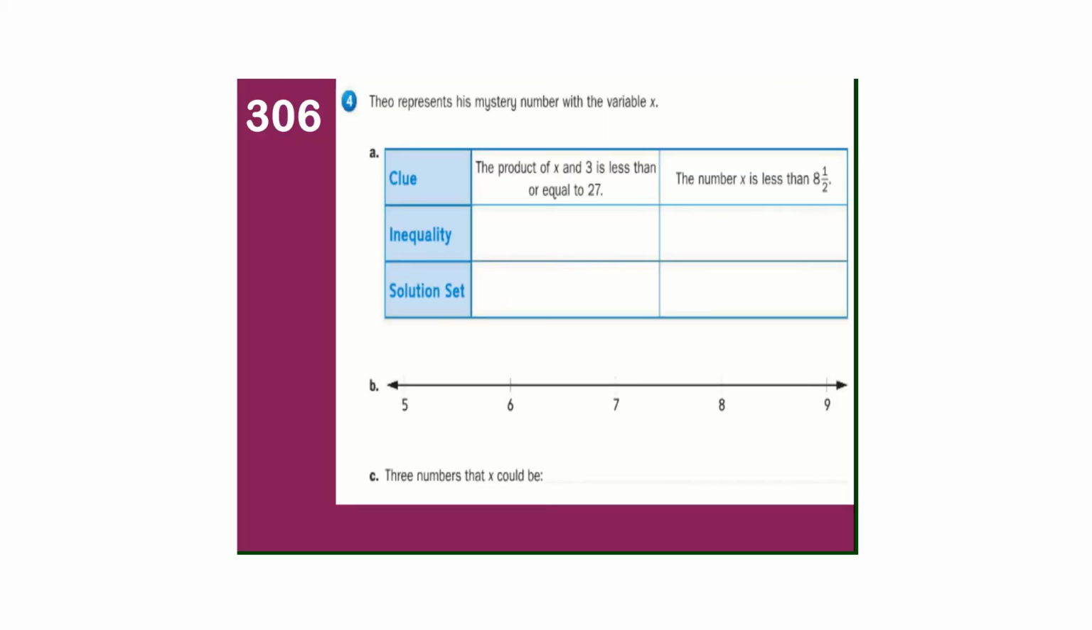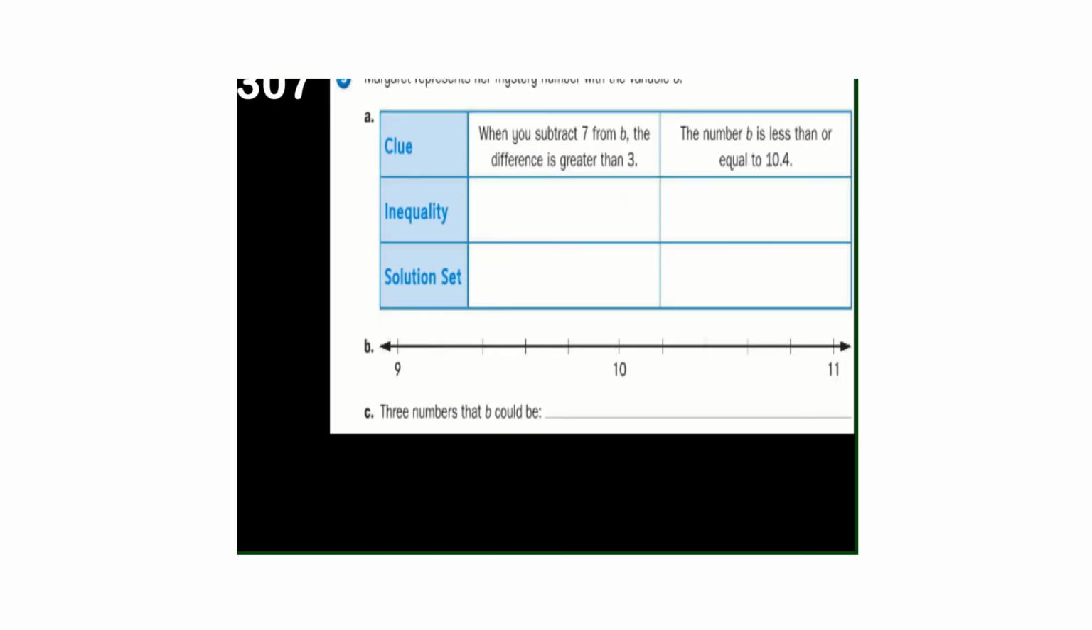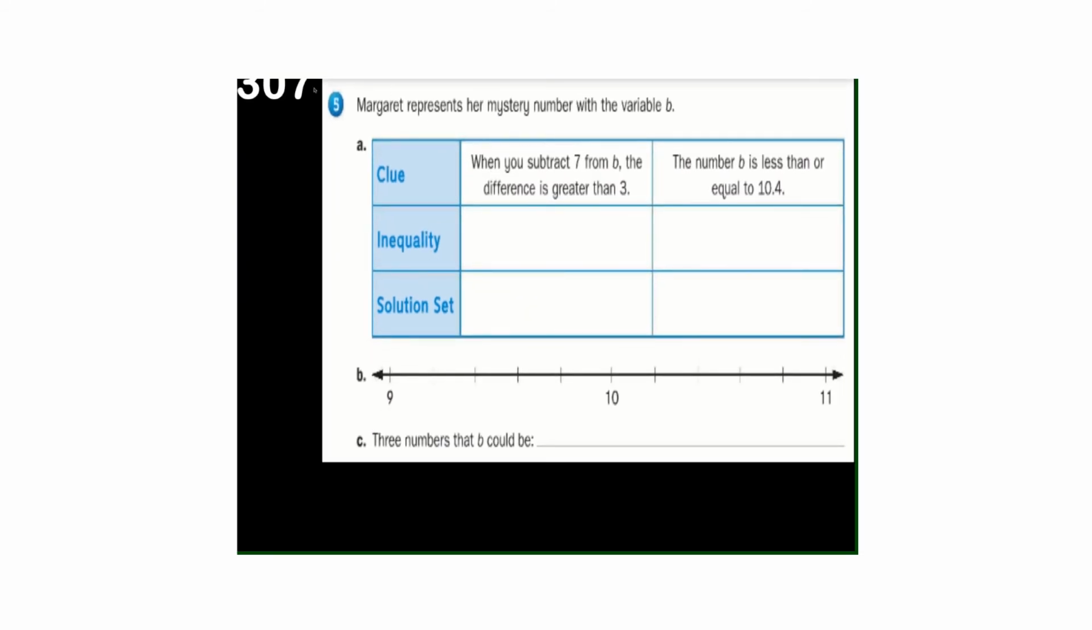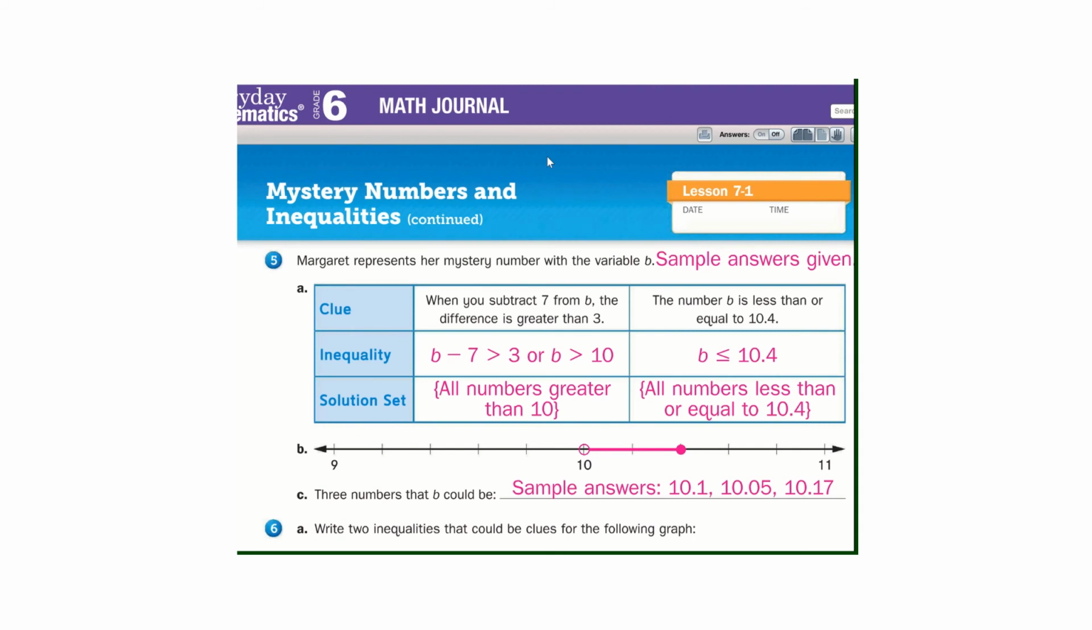Okay, going on to 307. Pause the video and try number 5. Okay, here are the answers. When you subtract 7 from B, that means B minus 7. Make sure you don't have 7 minus B. You have to have B before you can take 7 away from it, because it says when you subtract 7 from B. The difference is going to be greater than 3.